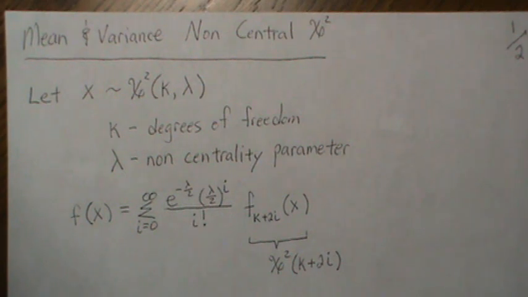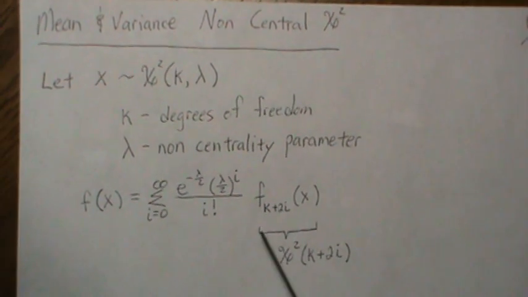Hello, in this video, we're going to derive the mean and the variance of a non-central chi-square distribution with k degrees of freedom and non-centrality parameter lambda. And the density is often written as a chi-squared with Poisson weights, written like this, and so we'll use that.